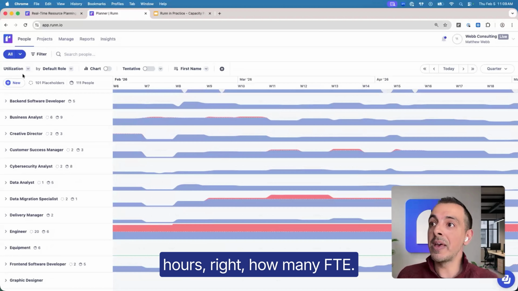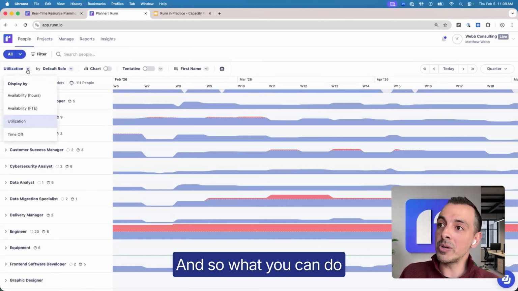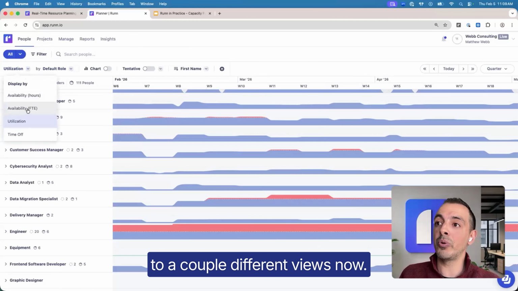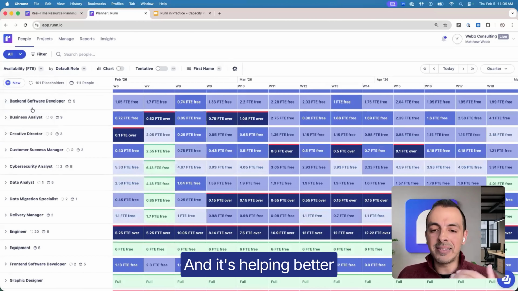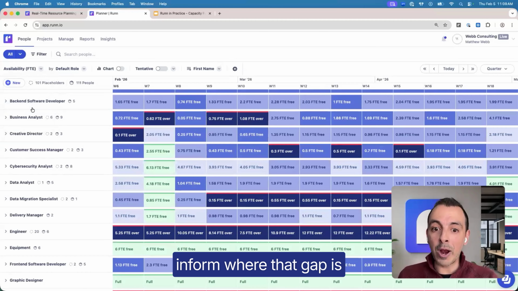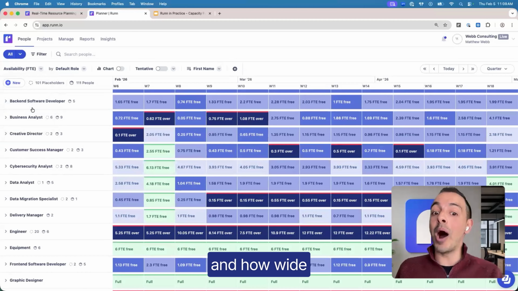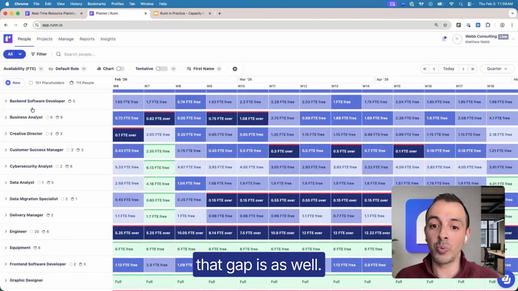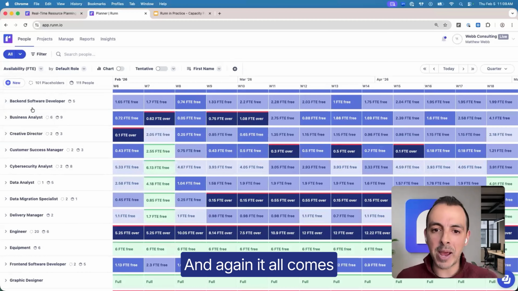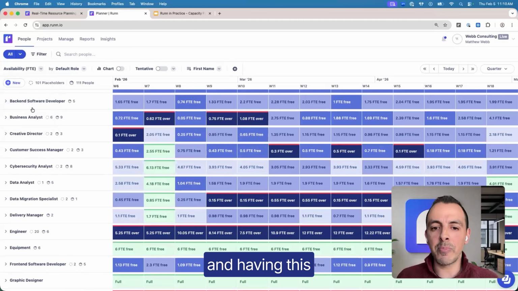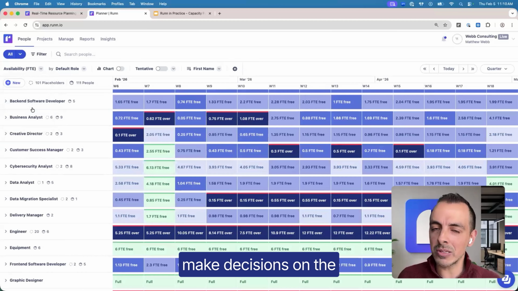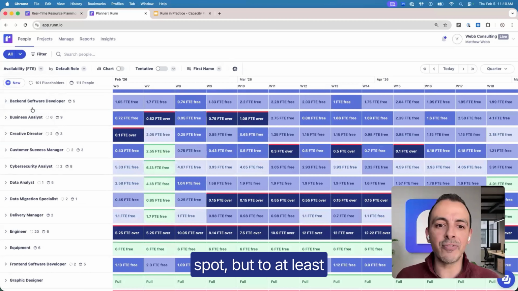How many FTE? So what you can do is toggle this over to a couple different views now. I can actually pull this up in FTE, and it's helping better inform where that gap is and how wide that gap is as well. And again, it all comes back to clarity and visibility, and having this information to not always make decisions on the spot, but to at least drive that discussion.